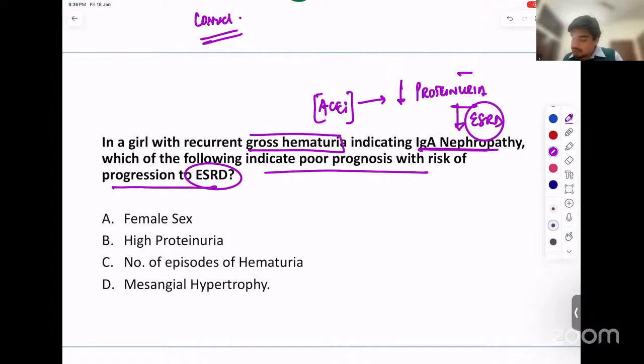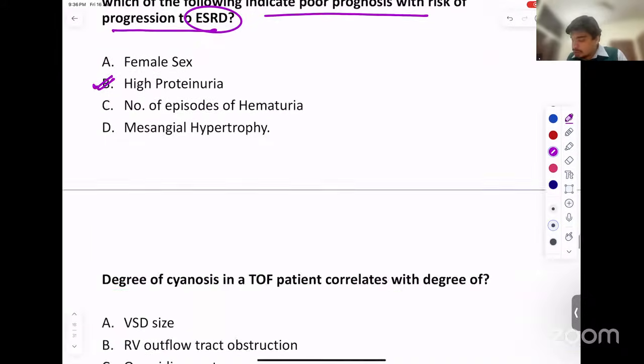So the answer to this question is going to be high proteinuria. Some people have said proteinuria more than 1 gram, which is again high proteinuria only, right? Some people had recalled that. So yeah, this is going to be the one. In IgA nephropathy, what indicates poor prognosis? A high amount of proteinuria.